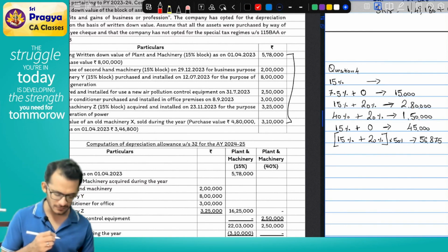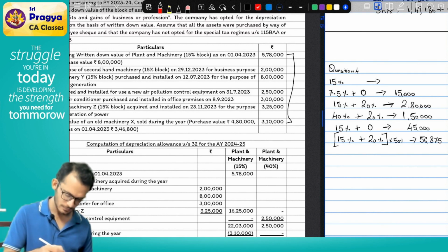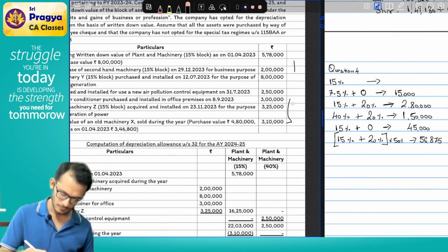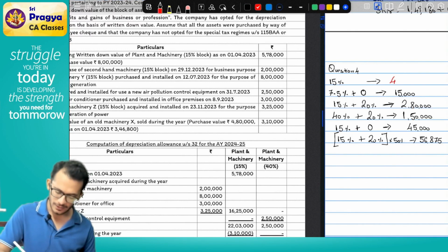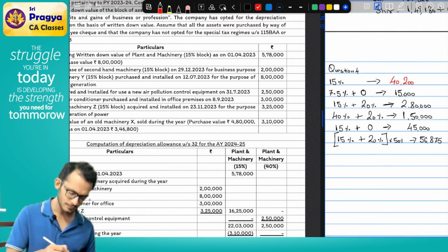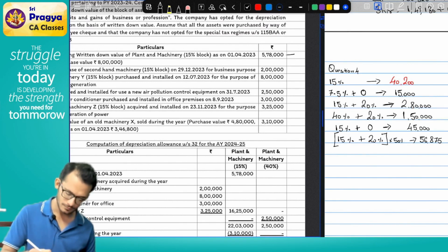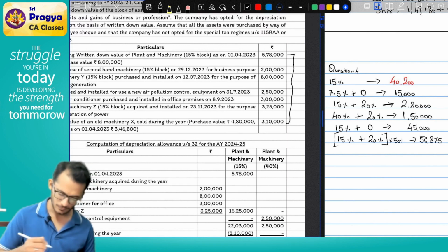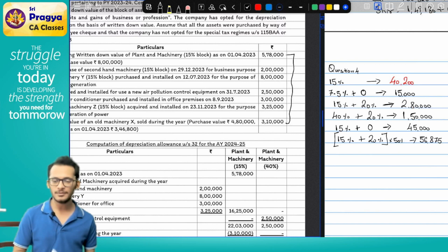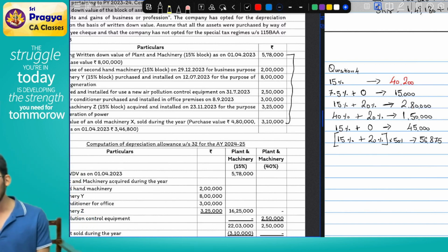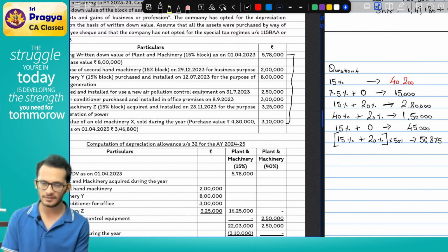2,68,000 into 15% will give you how much? 40,200. Yes, I have ended up changing my opening WDV, so my depreciation also comes down.